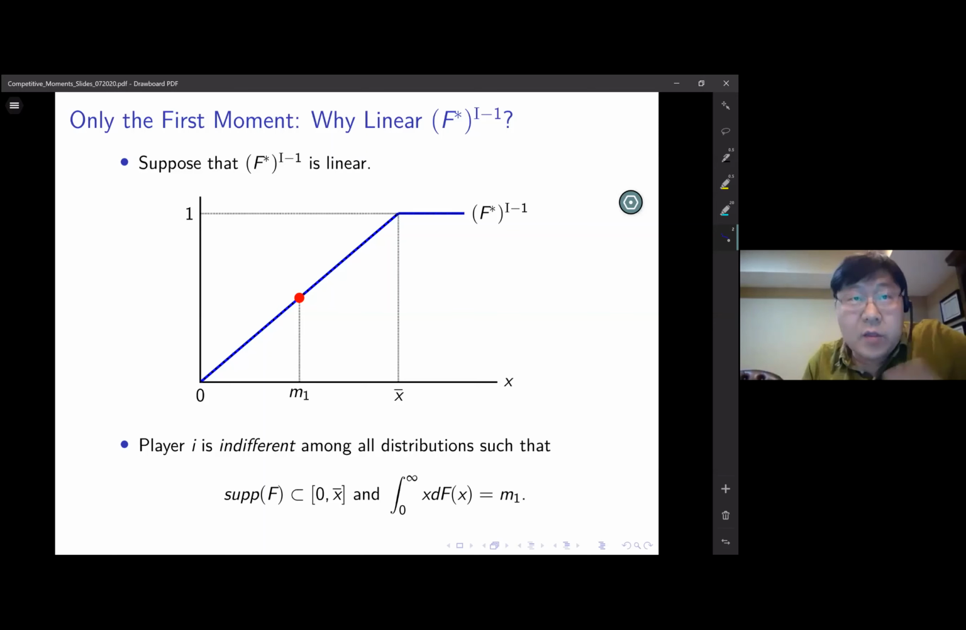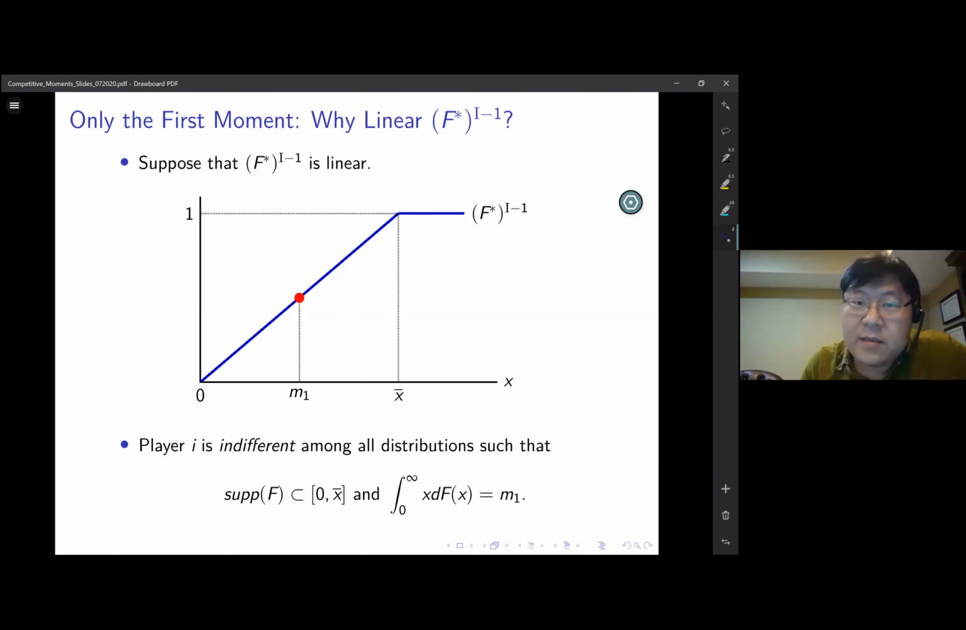Okay, good. So this is the full characterization for the case where there is a constraint only on the first moment. But in fact, this is a relatively well-known result in information design. So this is not really our contribution. Our contribution is exactly that we go beyond this first moment problem.